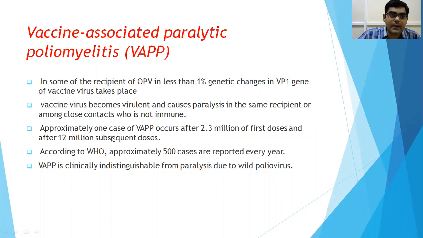not immune. Approximately one case of VAPP occurs after 2.3 million first doses and after 1 million subsequent doses. So according to WHO, approximately 500 cases are reported every year. VAPP is clinically indistinguishable from the paralysis due to polio virus. Clinically, it will be very difficult to tell whether it is wild polio or vaccine associated. Only by microbiological studies, by genetic sequencing, will we know whether this is caused by the vaccine or by the wild polio virus.